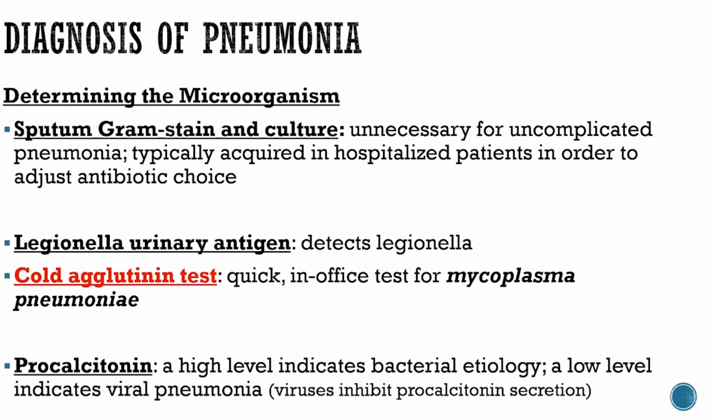Procalcitonin is a new test that we've been performing in order to determine if we're dealing with a bacterial or a viral etiology for pneumonia. In general, we see that procalcitonin tends to be elevated with bacterial etiologies, while procalcitonin tends to be low or normal in viral pneumonias. You can imagine this is very important because you don't want to treat viral pneumonias with antibiotics, and thus procalcitonin can help us avoid unnecessary antibiotics.